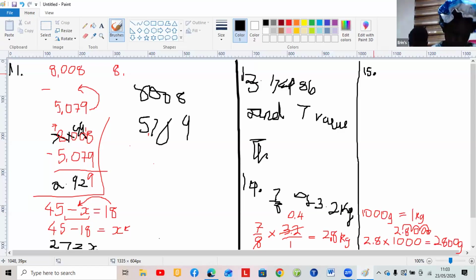Let me read it. Number 27 says, if P equals 2, R equals 3, and S equals 6, find the value of 2P plus R plus S. 2 times 2 is 4, plus R, which is 3, is 7, plus 6 is 13. So the answer is 13.